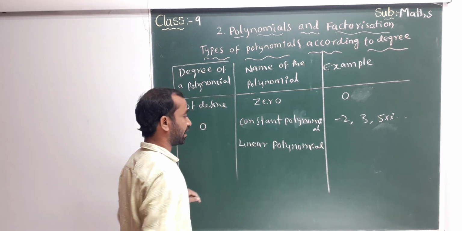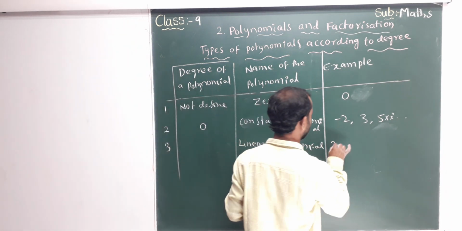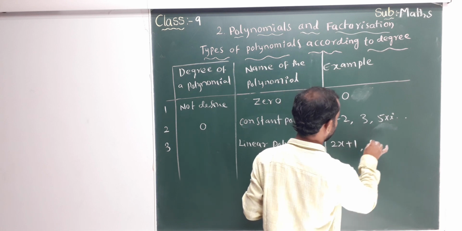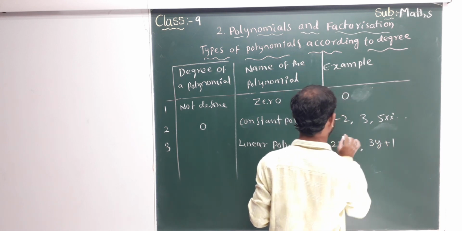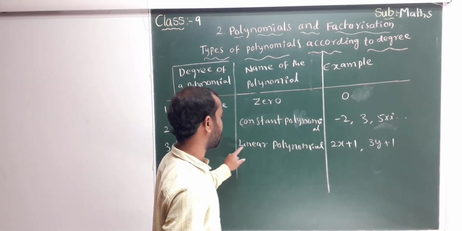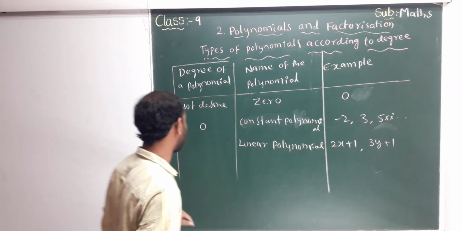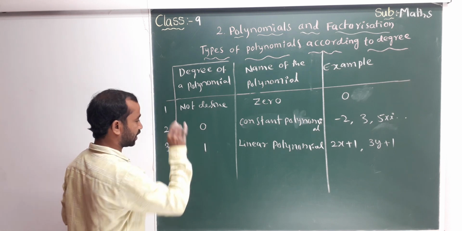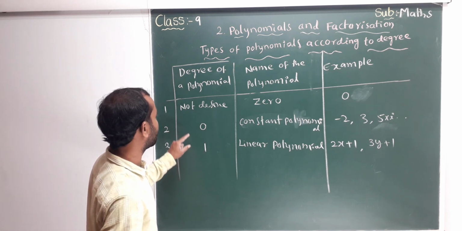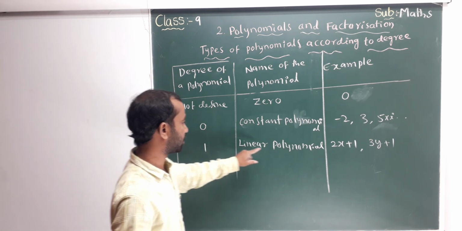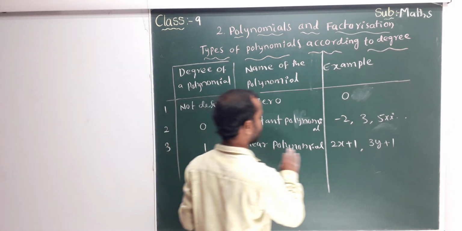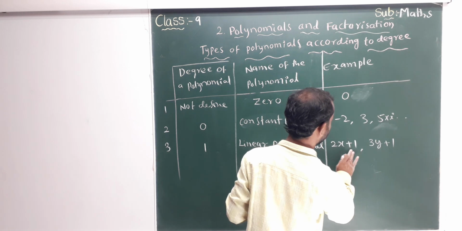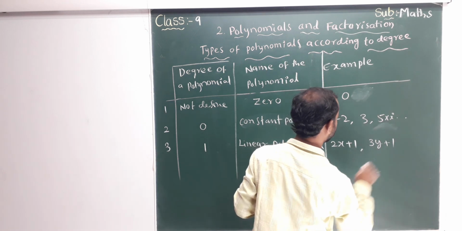In a linear polynomial, for example, 2x plus 1 or 3y plus 1, the variable power is 1. So the degree is 1, and then the polynomial is a linear polynomial. The examples of linear polynomial are 2x plus 1, 3y plus 1, etc.